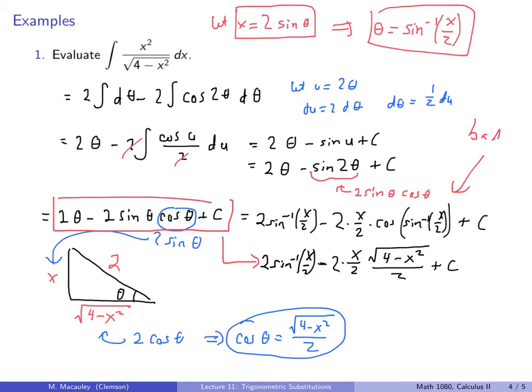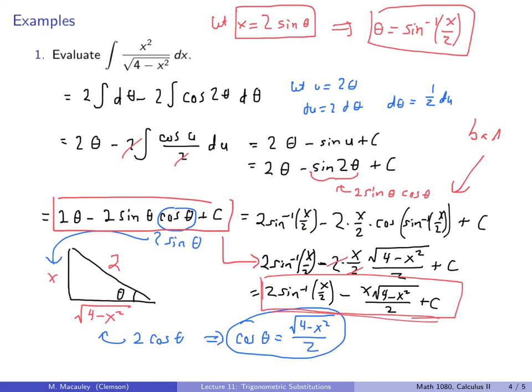So let me slightly simplify this. And this is now 2 inverse sine of x over 2. Let's see, the 2's cancel. So minus x square root of 4 minus x squared over 2 plus c. And there is our final answer in a much better form than what we had up here. Okay, and that is that.